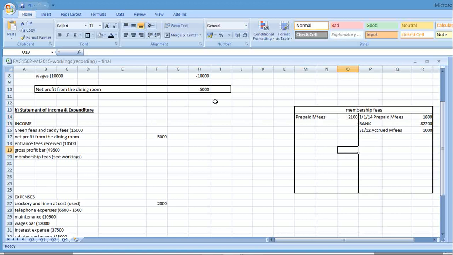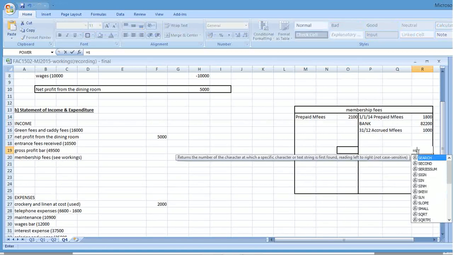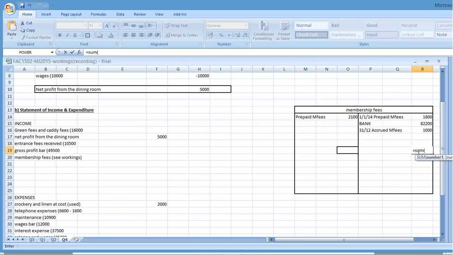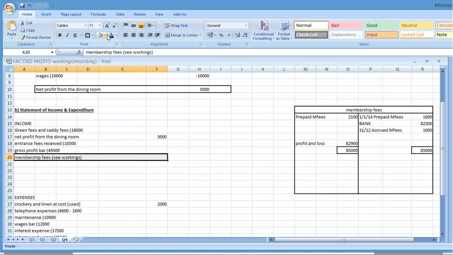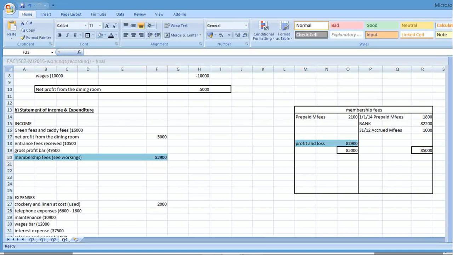Looking at this particular account, you can see that this side is bigger. If I sum up all of my credits, I'm going to get 85,000. The balancing figure is going to be my profit and loss, which would have gone through to your membership fees account. That's why I do a T account, to get that one answer. Then I would show that as part of your membership fees for that particular year.